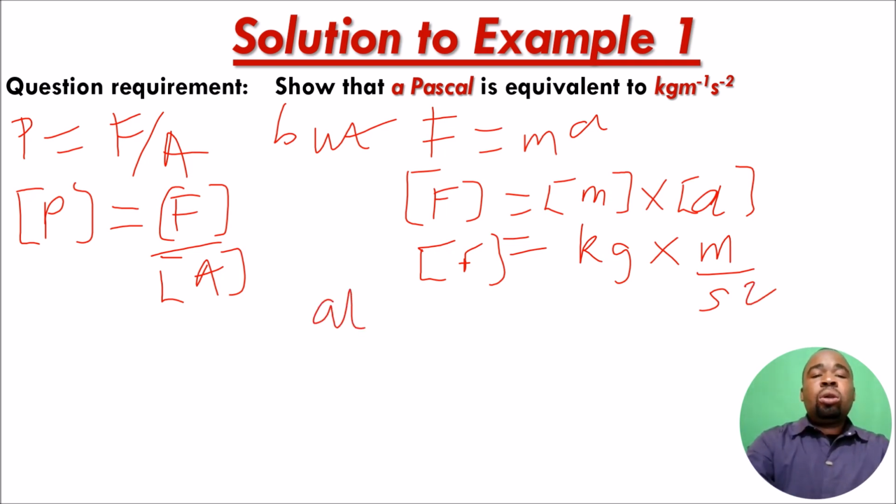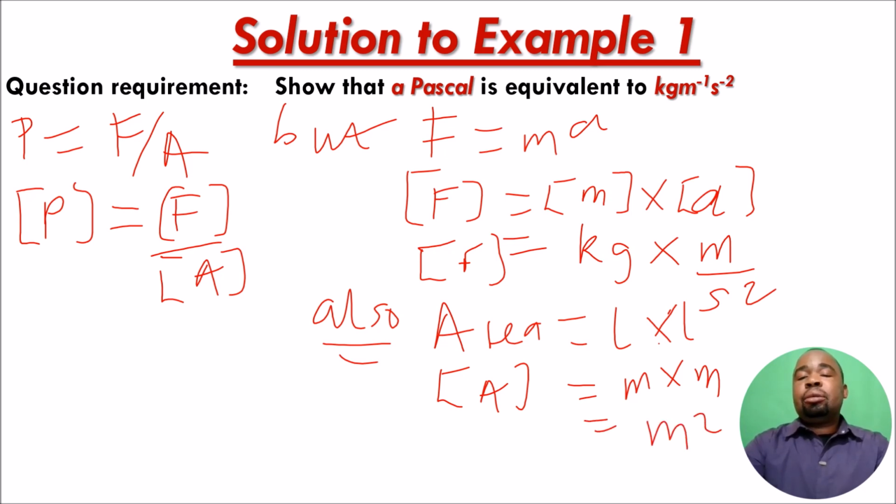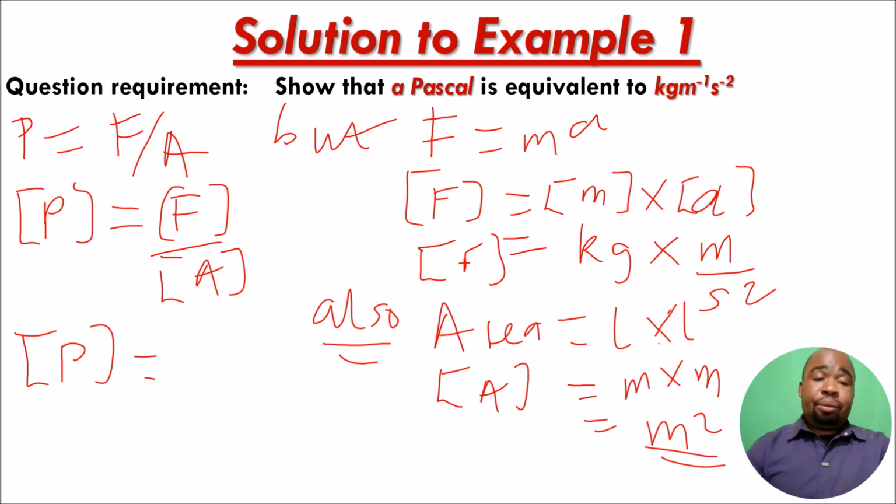Also, it's important to note that area is the same as length times length. Therefore, the units of area are equivalent to a meter by a meter, which is giving us square meters. Now, with these two units, we can come back here and say the units of pressure are, what is the unit of force? Kilograms meter per square second.